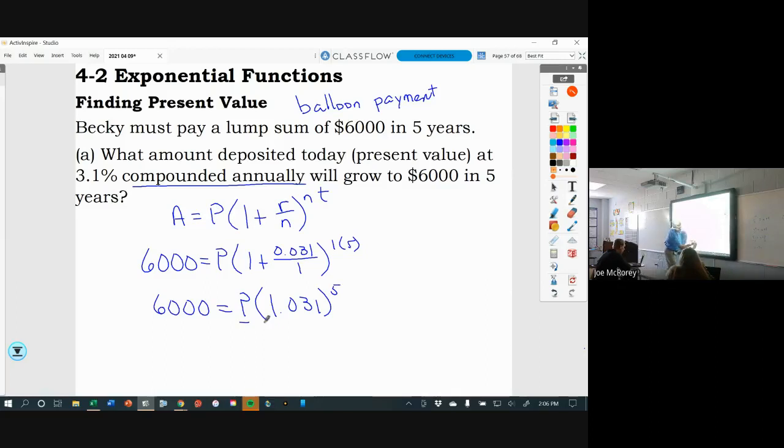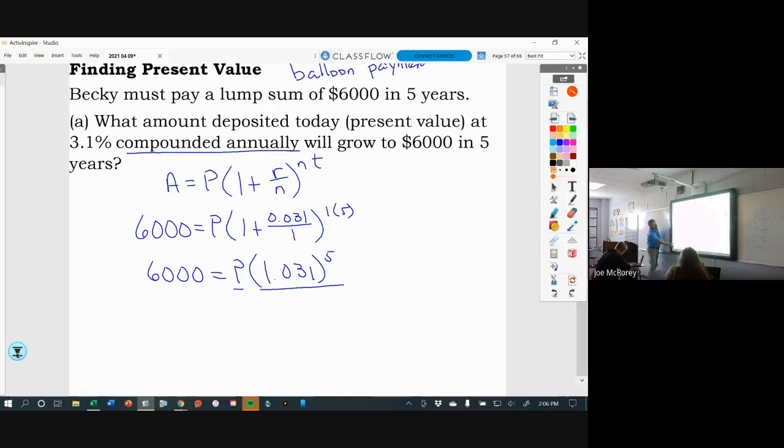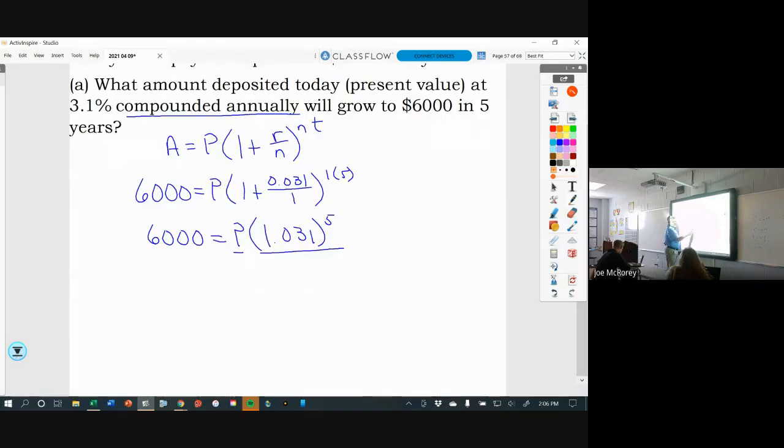I just have two things multiplied together here. So to get P by itself, I will divide both sides by this. So P equals 6,000 divided by 1.031 raised to the 5th power. That is $5,150 and 60 cents. So I put about $5,150 in the bank. It's going to draw interest for 5 years, and it should be around $6,000 at the end of those 5 years.